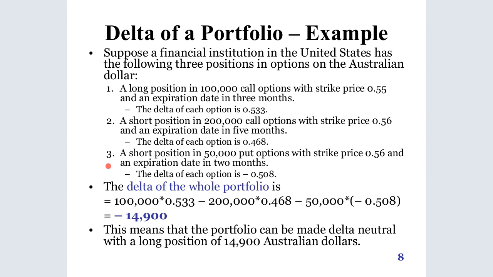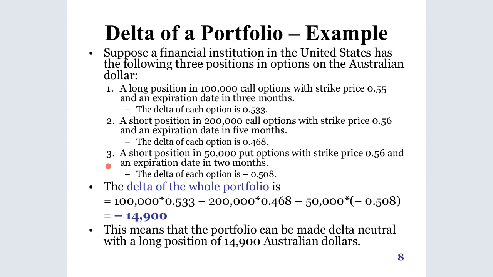It is 100,000 into 0.533 plus 200,000 into minus 0.468. Remember, I've shorted it, so minus. The put again is a put. I'm shorting the put, so minus into 50,000, into the delta of the put, which is minus 0.508. Adding it up, it becomes minus 14,900.